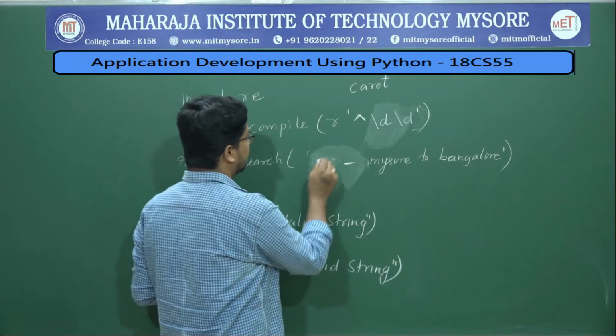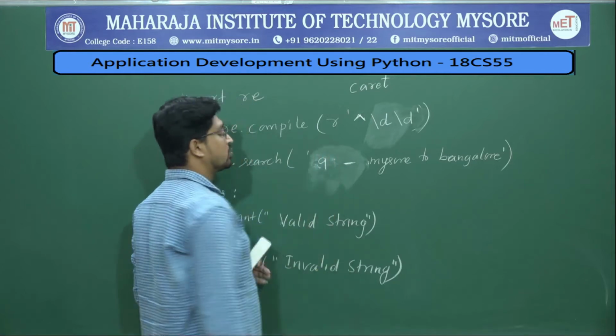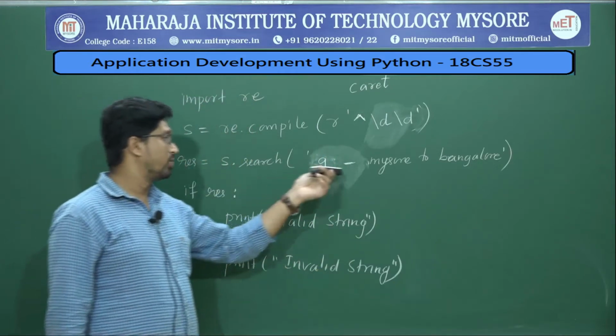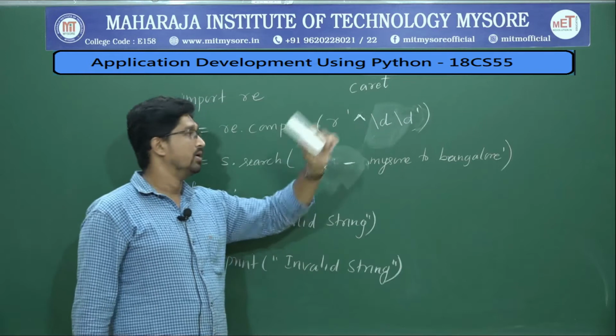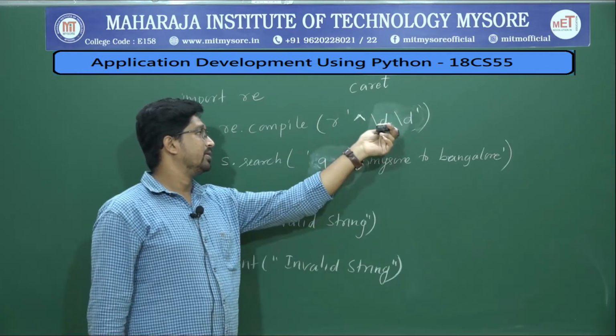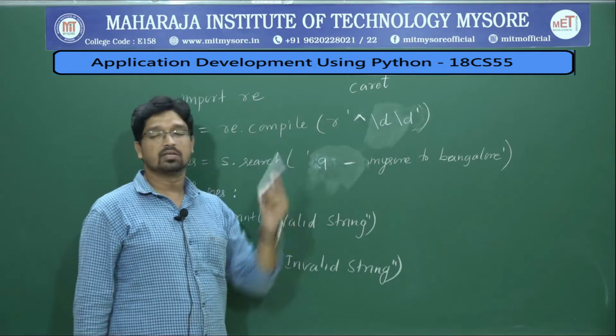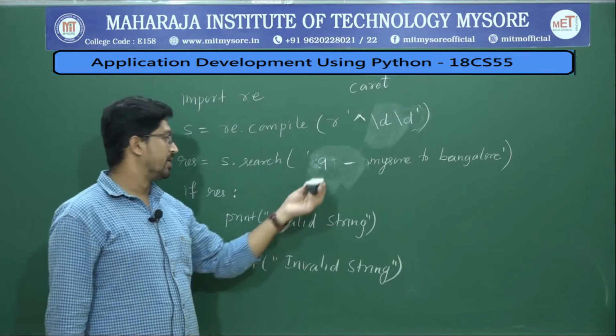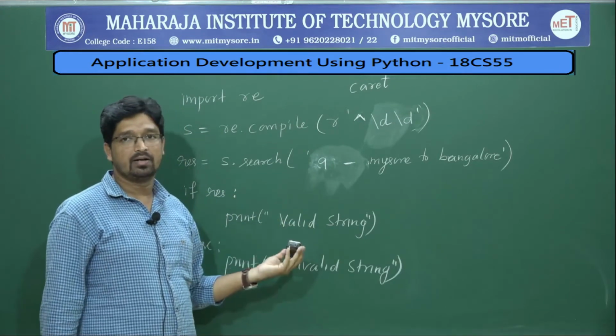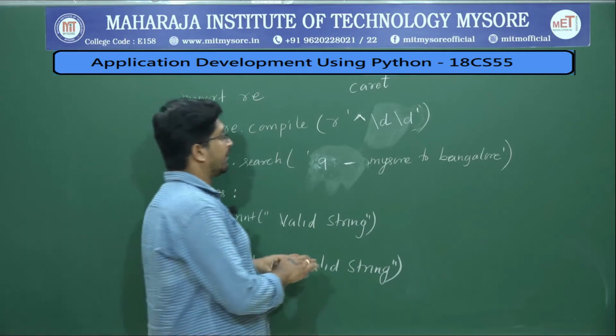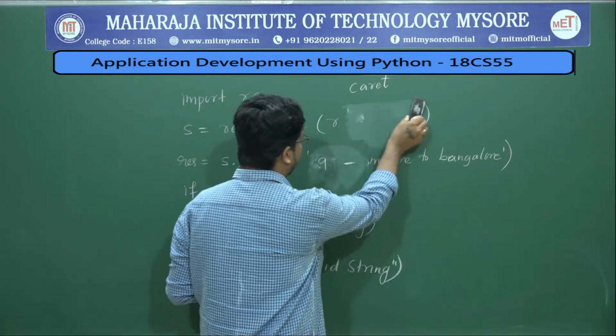Assume that you have written only 19, meaning 1 digit. I am not worried about this dash or other strings. I am worried only about whether the string is starting with 2 digits, but here you have 1 digit, so again it is an invalid string.